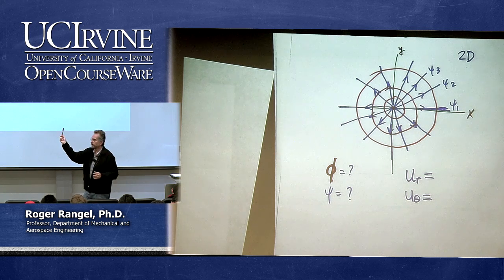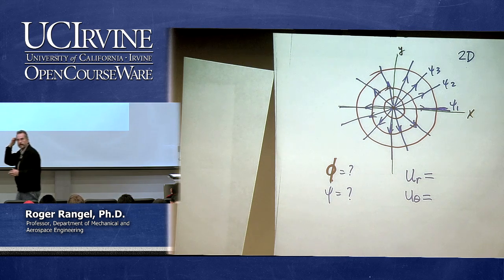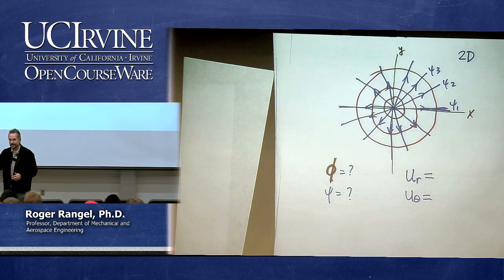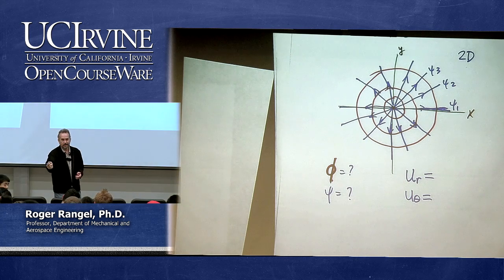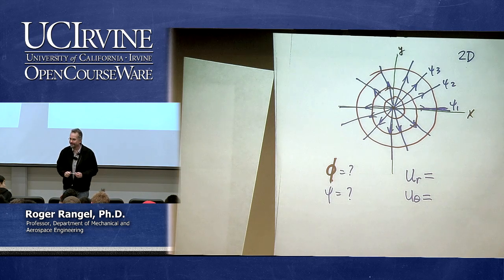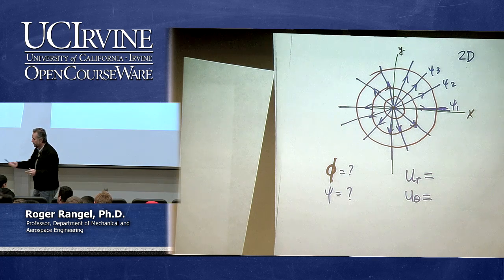Anybody want to help her? U sub theta. Yeah, it is constant, but no? 2 pi? Wild guess. Anybody else? What is U sub theta?